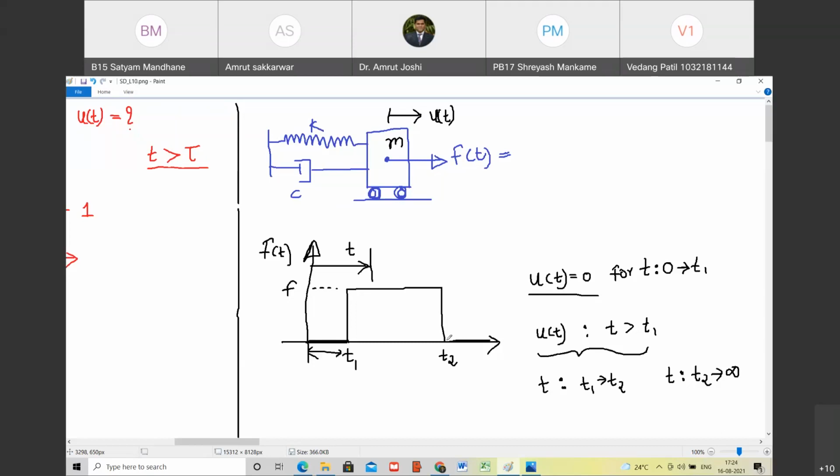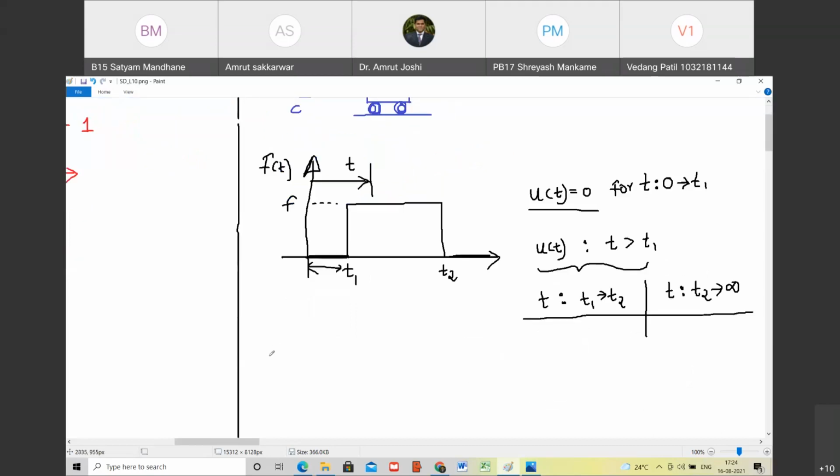Are you able to understand what I'm trying to say? Yes, sir. Okay. So now these are the two intervals in which we are going to divide the response of the system. And why do we do so? There is a purpose. Because if I ask you what is the response of the system u of t in time t which is greater than t1 but less than or equal to t2.